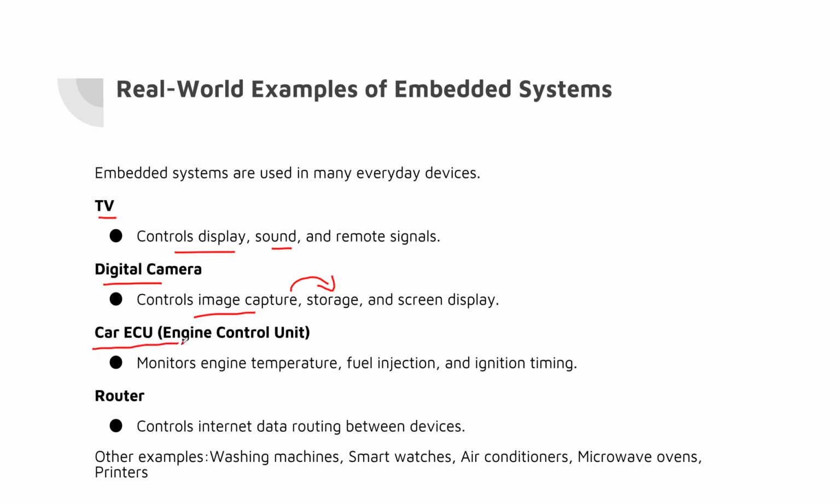Next one is car ECU, which is also an example of embedded system. A lot of sensors will be available inside a car. If some sensor is behaving differently, or if the sensor crosses the threshold, that information will be indicated in our dashboard. So everything is happening because we have a small embedded system inside each sensor, and they will be interconnected. Then router is also an example of embedded system.